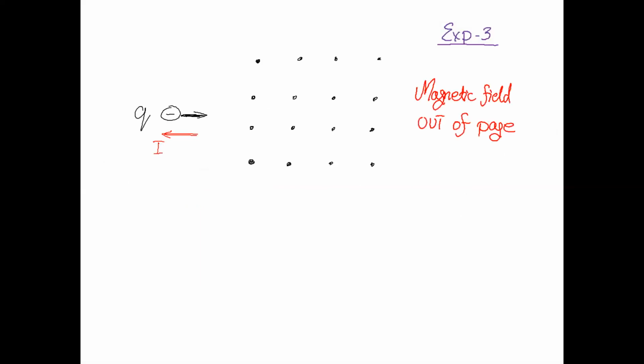Now, the negative particle is entering in a dot field. Dot means out of page. Remember, the negative particle is moving to the right. If the negative particle is moving to the right, the direction of current would be on the left. You have to copy this example.